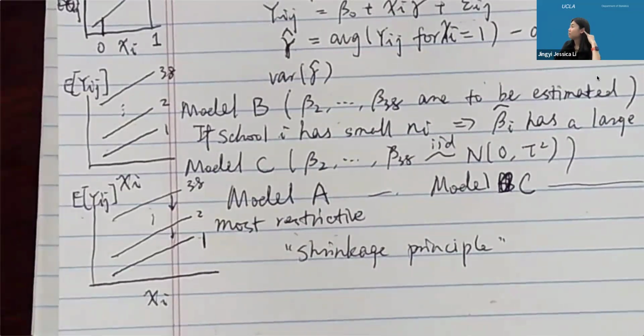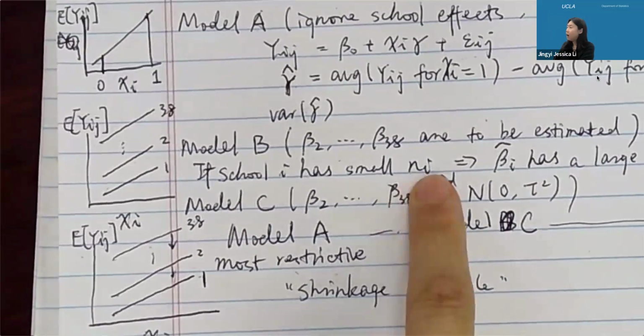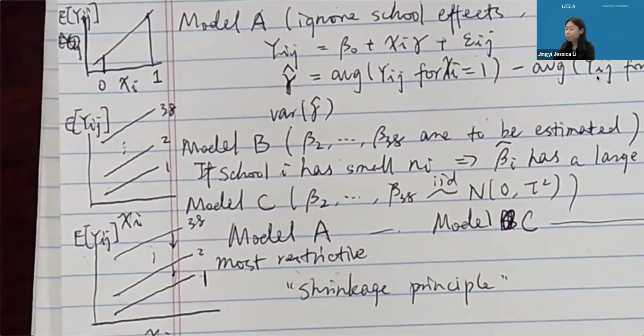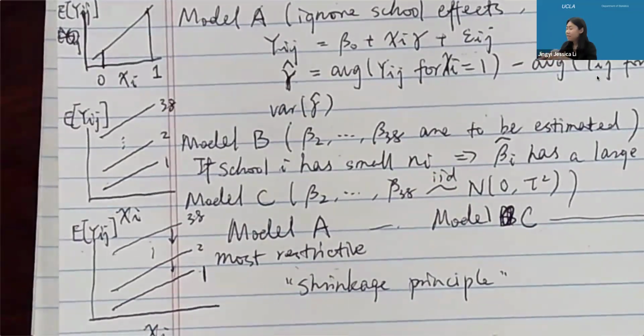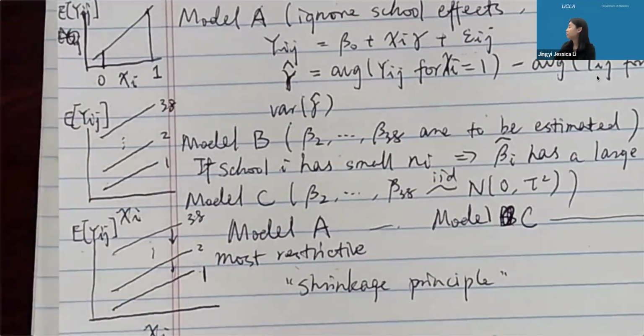Okay. If your n_i are all big, if you have many, many students for each school, then the prior's effect will diminish and the data will dominate. Then the differences between model B and model C will be small. Okay, so that's it. All right, any questions before we continue?